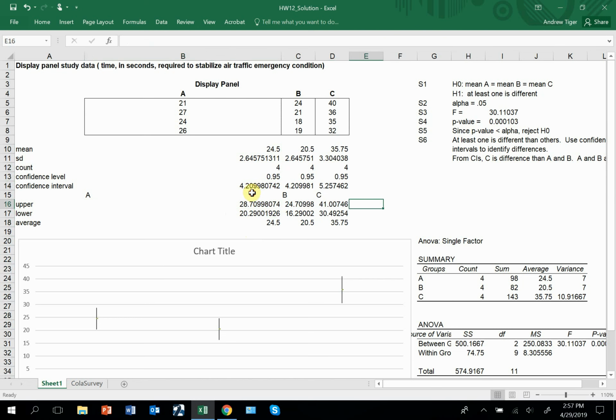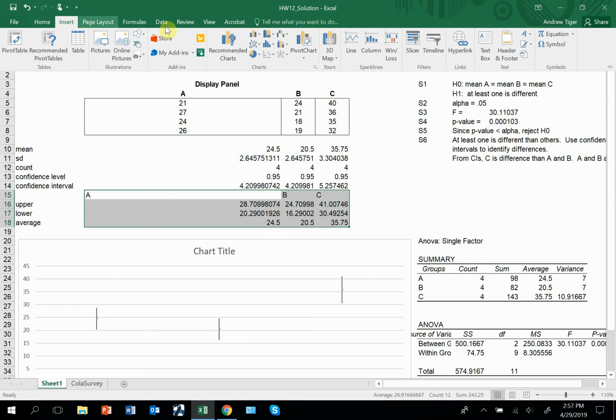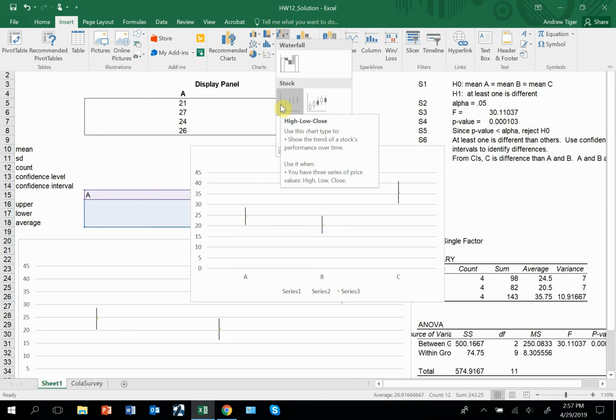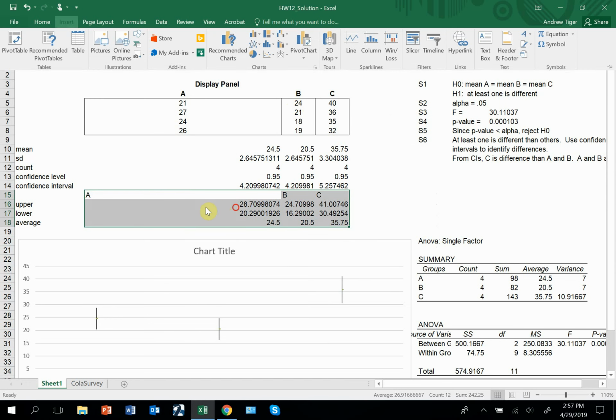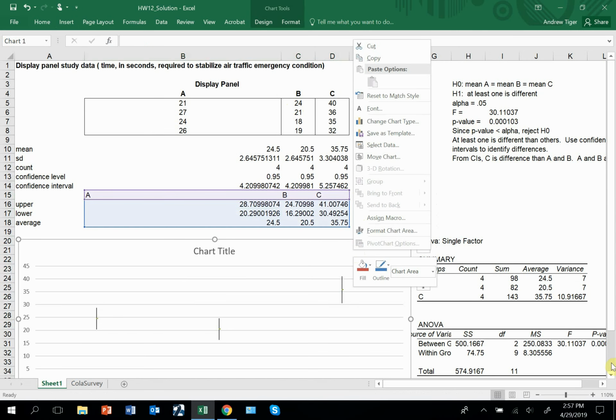I'm going to go ahead and build a confidence interval chart, but how I do that in Excel, the trick way, is to use the stock chart. You can see in this case the stock chart is called high-low-close, so you have to put it in that format. So the upper is the high, the low is the lower, and the close is the average. And this is the chart that we wind up with.